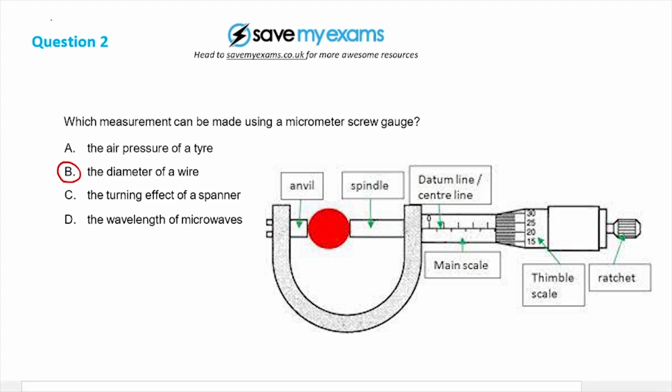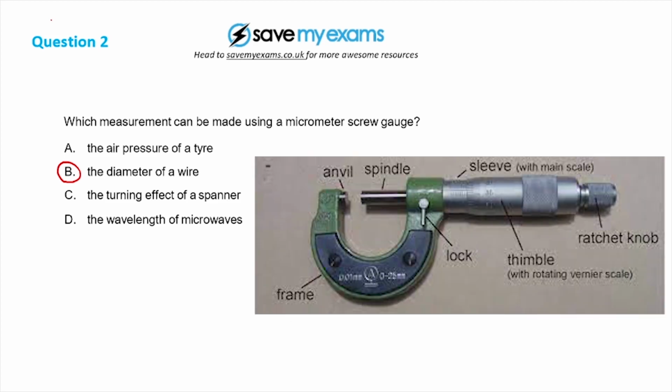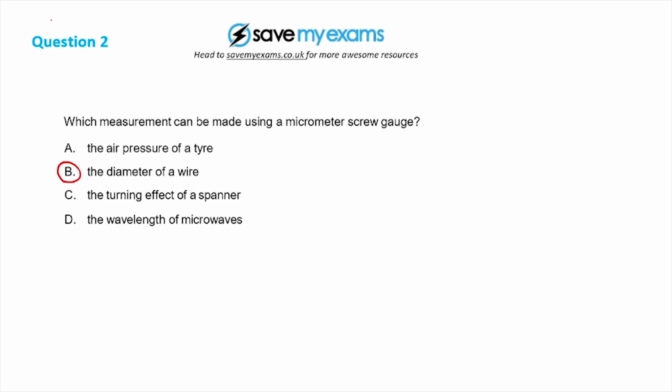Now, a micrometer screw gauge is actually used very widely in mechanical engineering, and it is used to measure precise measurements of very small objects. And this involves the depth or the length or the thickness of whatever object that can fit between the anvil and the spindle. Besides just the diameter of a wire, a micrometer screw gauge can also be used to measure the thickness of a metal sheet.